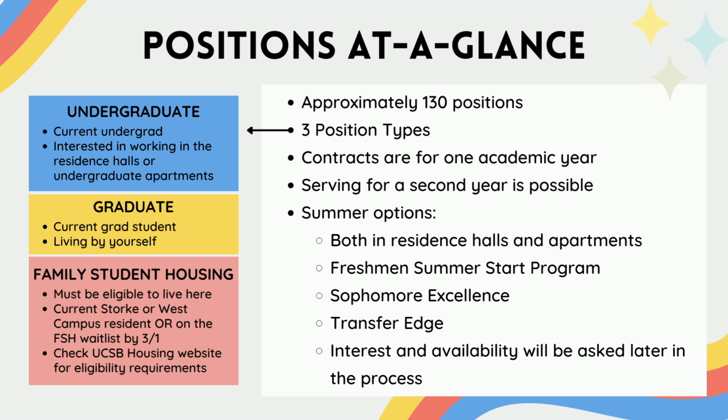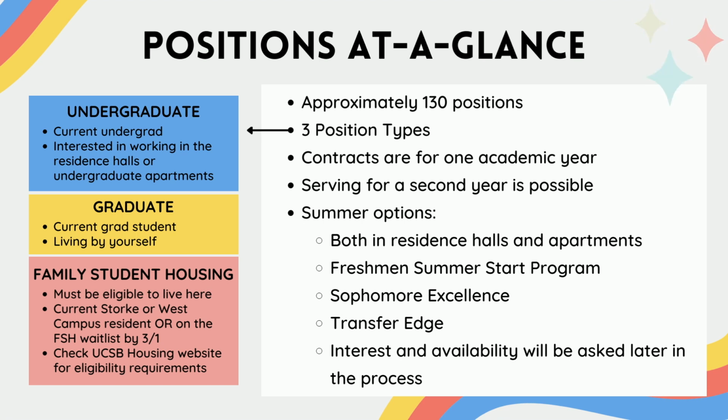Please see the housing website for eligibility requirements if needed. RA contracts are offered for 1 academic year. RAs must serve a second year upon successful reapplication and evaluation from supervisors. The number of second year, or as we refer to these roles, returner RAs, are limited. We also have a limited number of RA positions during the summer. These are for special summer session programs such as Freshman Summer Start, Sophomore Experience, or Transfer Edge. These summer RA positions start in June or July. Successful candidates will be asked about their interest and availability for the summer later in our process.